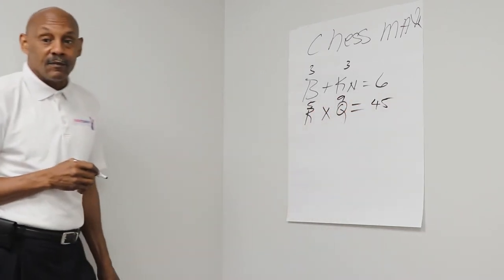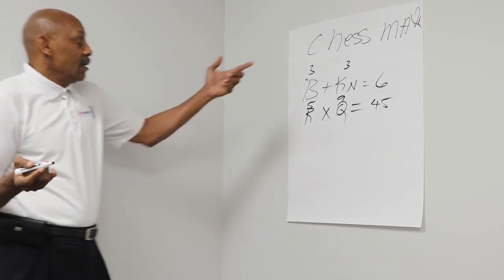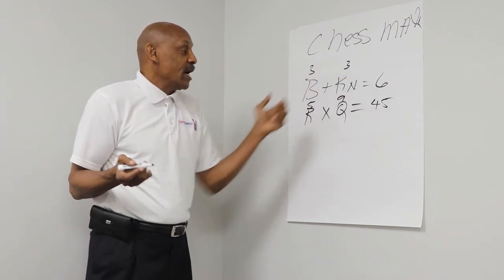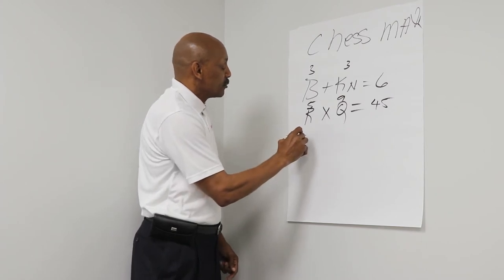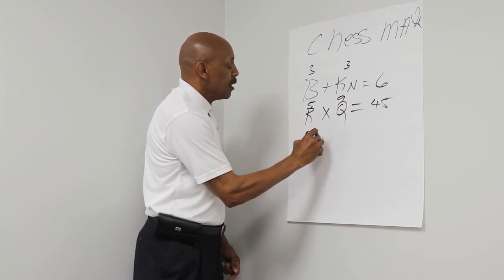Okay? These are your basic equations in chess math. So let's do subtraction. Let's do Q minus.